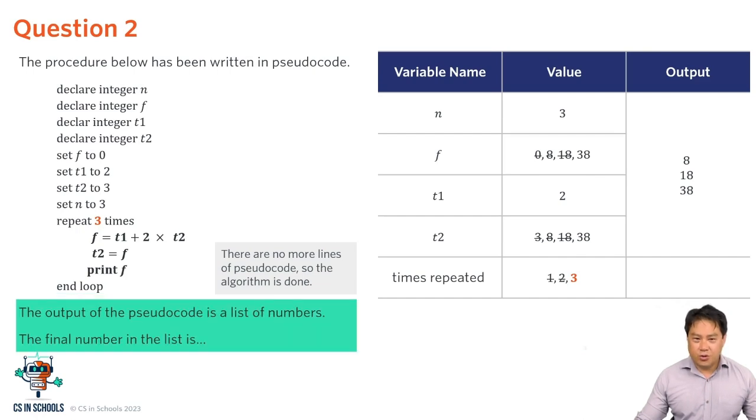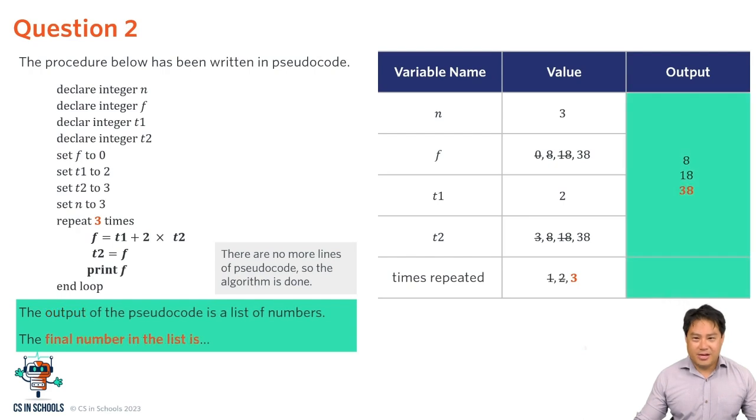Now let's just review the question there. The output of the pseudocode is a list of numbers, and we can verify that it is indeed a list of numbers, and it's asking us for the final number in the list, and that number is 38. So that's how we complete that question.